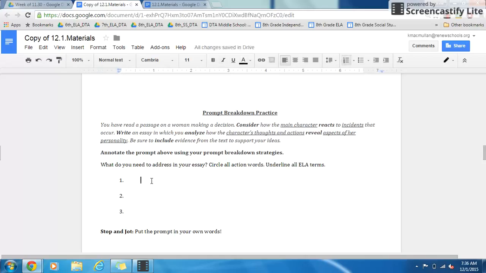So now, what is it that we're going to address in our essay? What are the questions that we need to answer? Starting with my first action word, consider how the main character reacts to incidents that occur. So my question would be, how does the main character react to incidents? I'm going to write or events, because that's the same thing, in the passage. Now, a reaction means what do they do in response? So how does this main character respond to things that happen to her?